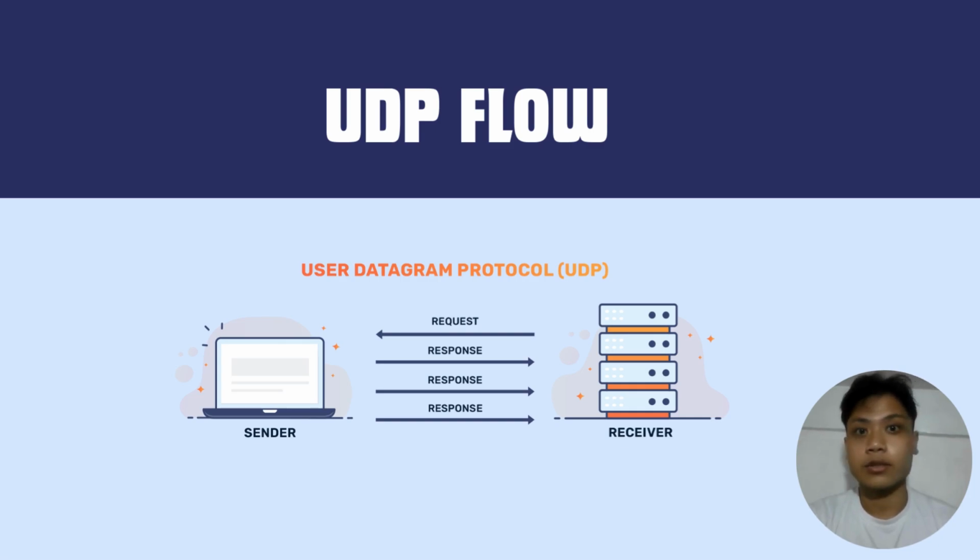Next, let's discuss the UDP flow, which is pretty straightforward. First is that the sender sends datagrams to the receiver without establishing a connection. And lastly is that each datagram is independent and there is no acknowledgement of receipt. This makes UDP suitable for applications where speed is critical and some data loss is acceptable.